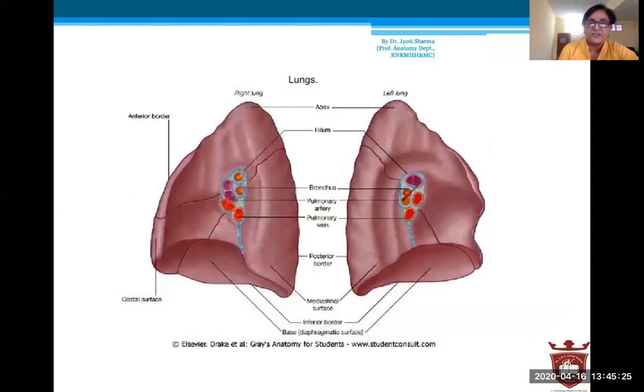We see the oblique fissure and the horizontal fissure on the medial surface of the lung. This is the oblique fissure, which goes from the anterior surface, inferior border, base, and ends here below and anteriorly at the hilum. This is the horizontal fissure, which ends anteriorly to the hilum. This is the left lung having only one fissure, which is the oblique fissure.